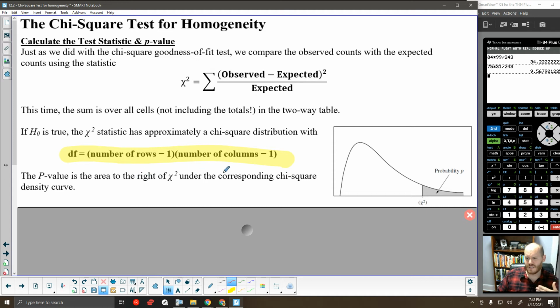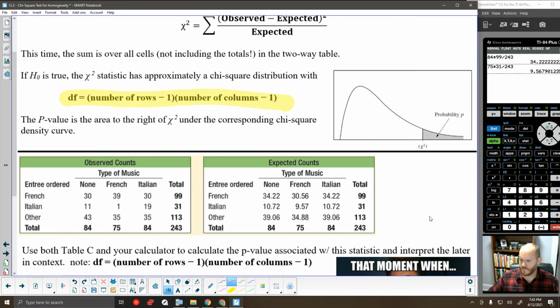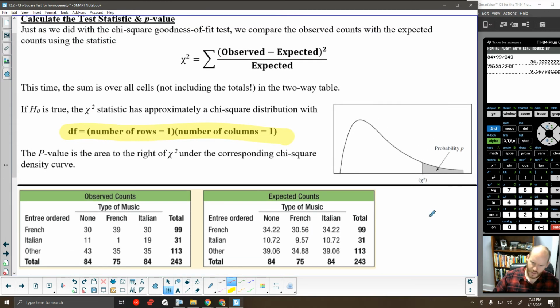There's reasoning behind this, and we'll look at that when we next meet in class as to why these are the degrees of freedom. But if I wanted to check what the degrees of freedom were for this particular example, I'm just going to do number of rows, which is 3, number of columns, which is 3. So 3 minus 1 times 3 minus 1 is going to give me 4 degrees of freedom. So that's where the degrees of freedom comes from for the chi-square test.